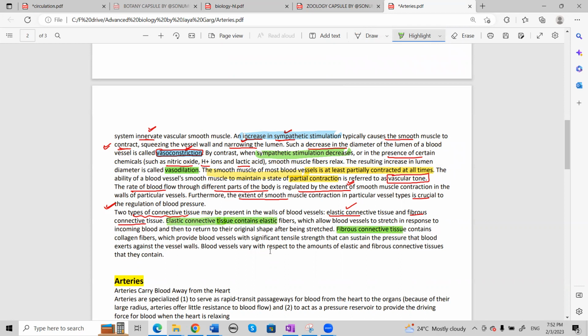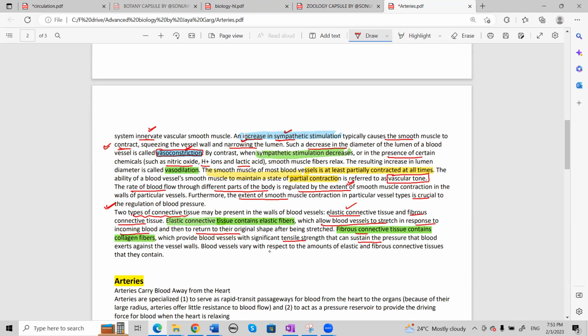Elastic connective tissue contains elastic fiber, which allows the blood vessel to stretch when the heart is pumping the blood into the vessels. So it allows the blood vessel to stretch in response to incoming blood and then return back to its original shape also, meaning recoiling power is there. Fibrous connective tissue, which contains mainly collagen fiber, is the one providing the tensile strength so that they can tolerate the pressure without bursting.